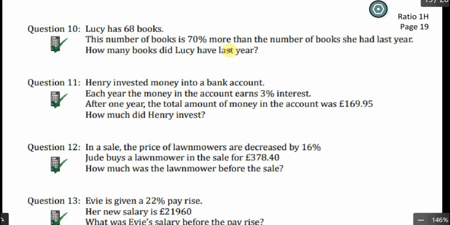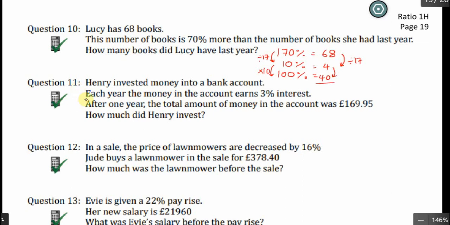So I'm going to go with the first method I went through, just to mix things up. So I know that 68 books is 170%, and I need to get back to 100%. So we could find out what 1% is, or we could find out what 10% is. To find out what 10% is, we need to divide by 17. And 68 divided by 17 is 4. We need to turn it into 100%, times by 10. So that means there were 40 books before.